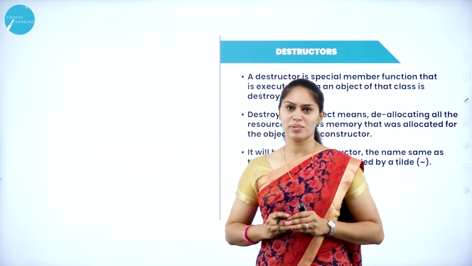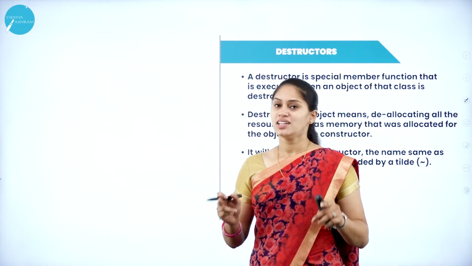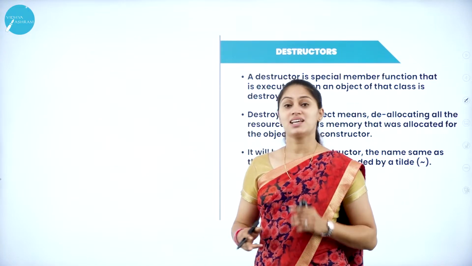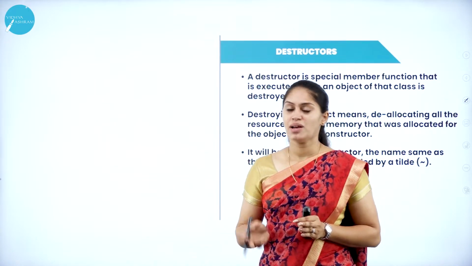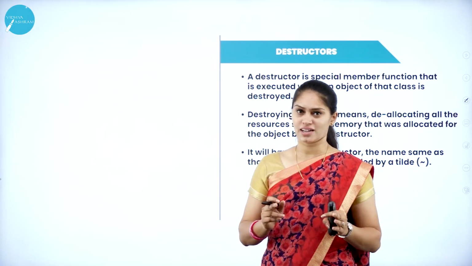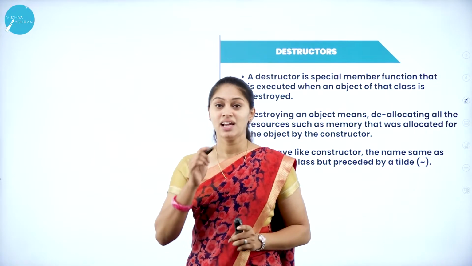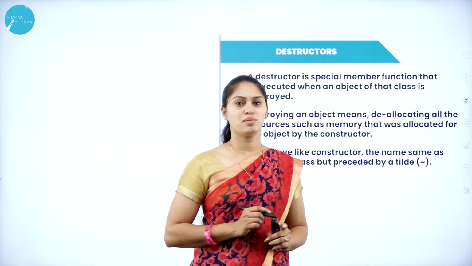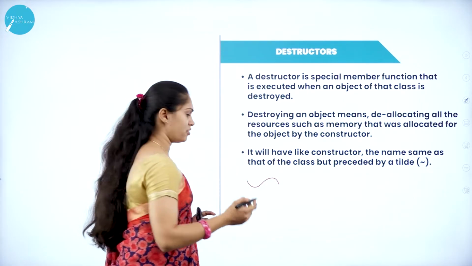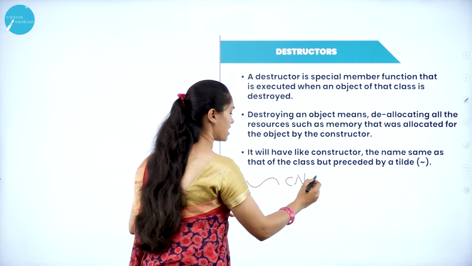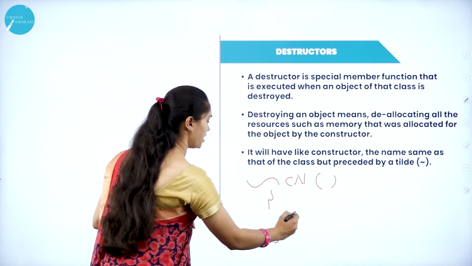Here you have to remember one thing. Constructor has the same name as the class. Even the destructor has the same name as the class, and it must come under the public section, and it has no return type. But when I'm using the destructor, the name must be preceded by a tilde symbol. After that, I must take the same class name with a function. That is the usage of destructor.